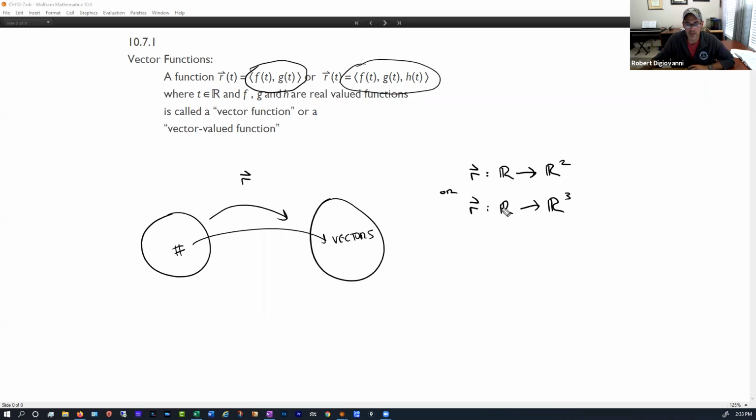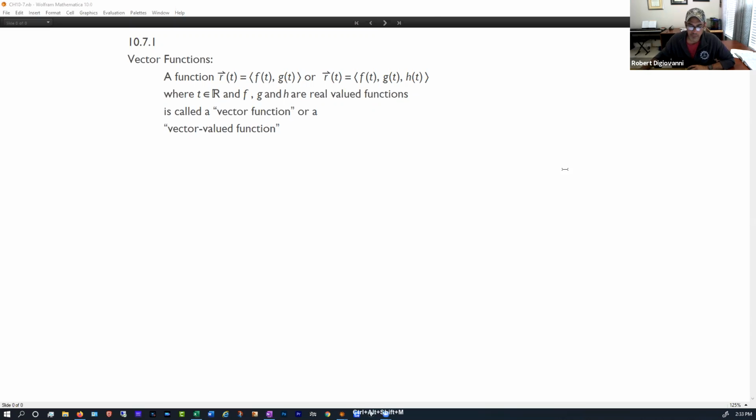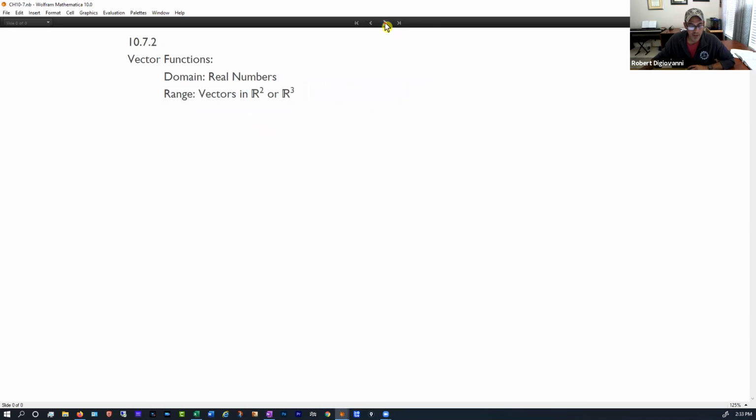Does that make sense to you, that notation? R is going to take a number in and spit out a two-dimensional vector, or it's going to take a number in and spit out a three-dimensional vector. All right. So with that in mind, these things right here that are in the vector tell you what each component turns out to be. Let's just move on in the notes. Okay, so this is me saying the domain of this is just real numbers, and the range is just vectors.